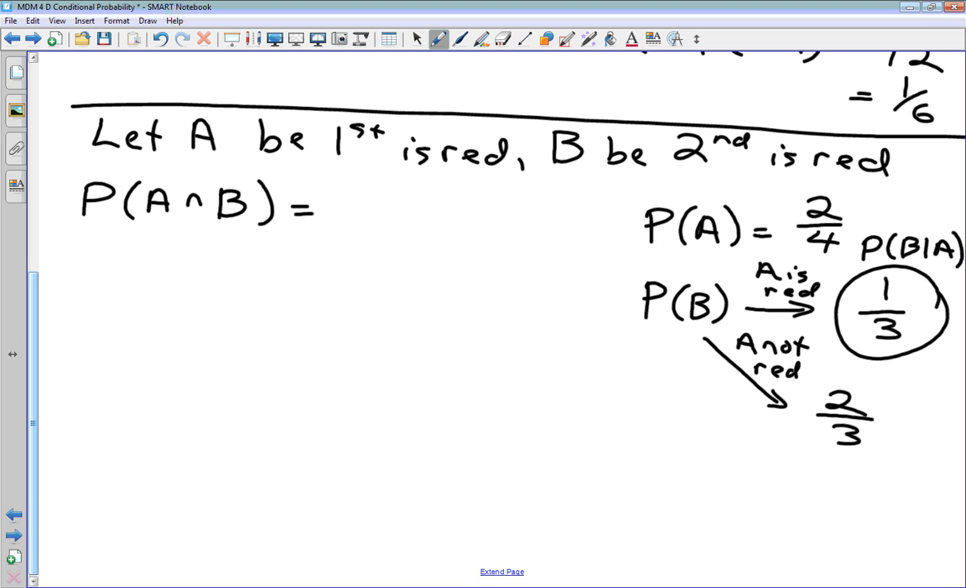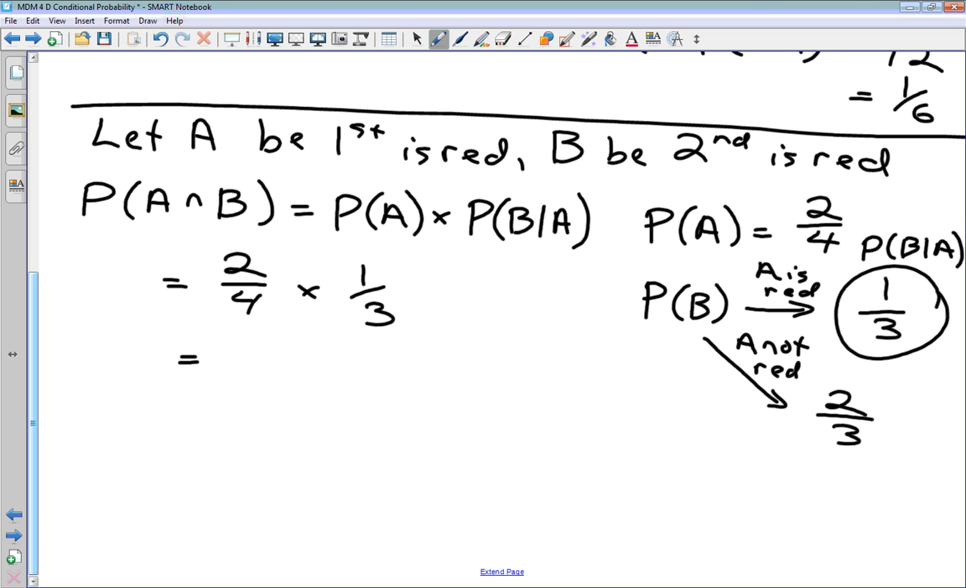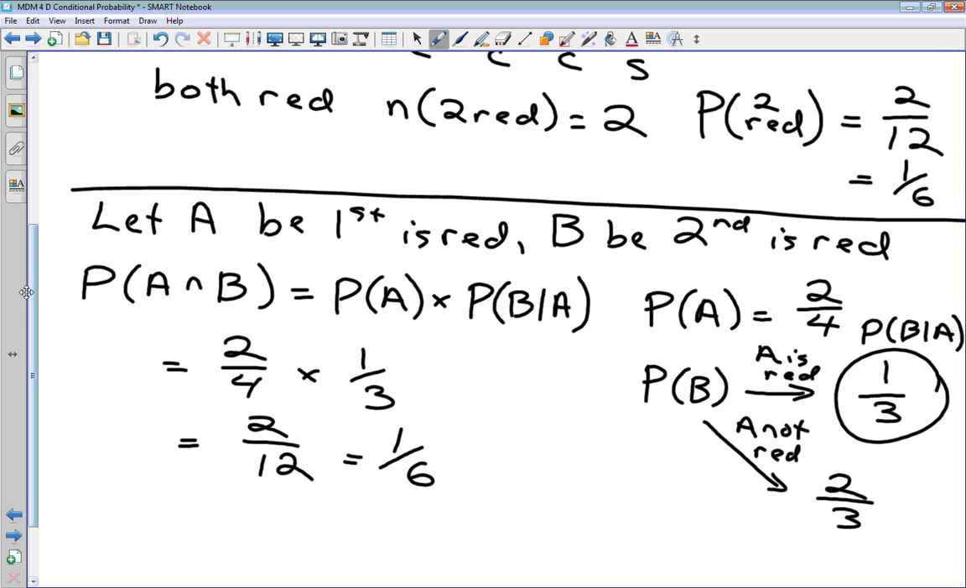Which leads us to the formula that we had: the probability of A and B is the probability of A, our first event, times the probability of B given A. So this is just 2 over 4 times 1/3, which gives us 2 over 12, or 1 over 6. Which is the exact same answer that we had from writing out the entire sample space and counting the events.